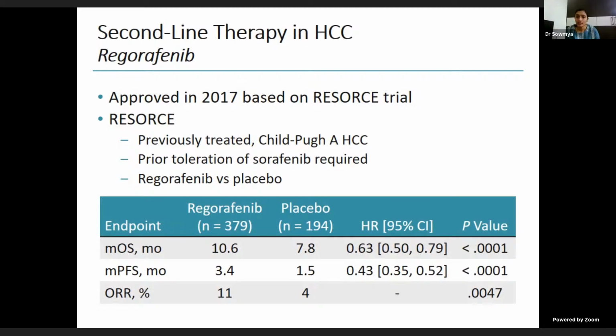Coming to second-line therapy in HCC, the first drug that we will be discussing is regorafenib. This was approved in 2017 based on the RESORCE trial. The RESORCE trial was done among previously treated Child-Pugh A HCC patients. Prior tolerance to sorafenib was required, and patients who progressed on sorafenib therapy were included. Regorafenib was compared against placebo, and the median overall survival was 10.6 months compared to 7.8 months, and PFS was 3.4 months versus 1.5 months in the placebo arm, which was significantly higher.